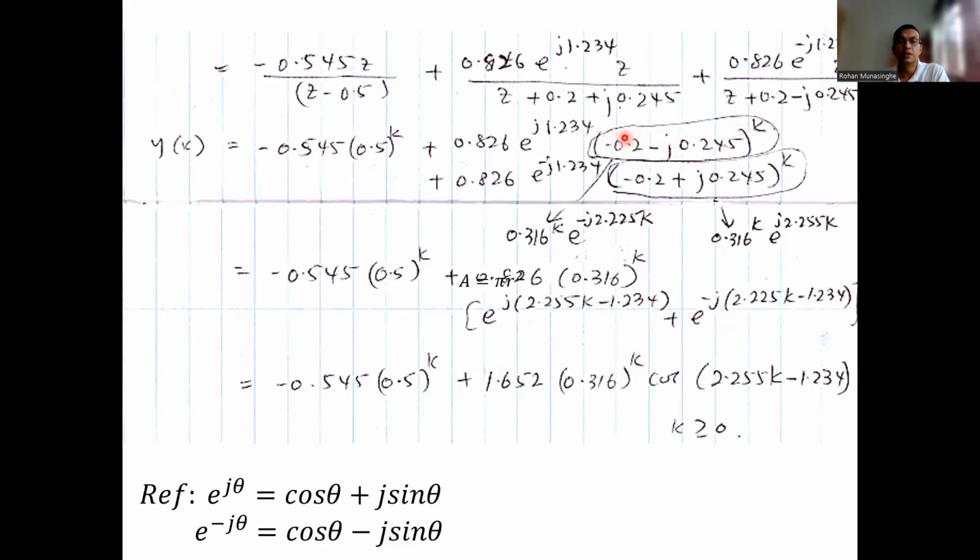We get this as the cos theta part, and this as the sine theta part, right? And in front of them, we have 0.826 e to the j 1.234. They are all common, right? But this one is negative, this one is positive. So with that, you get to this for this level here. This second expression can be written as 0.316 to the power k, right? Then e to the minus j 2.225k. And the third term will become like that, okay?